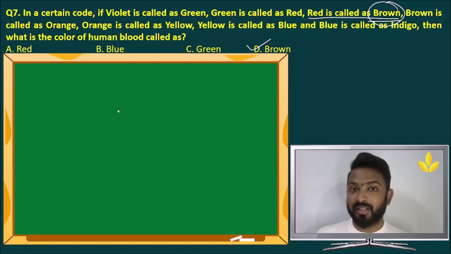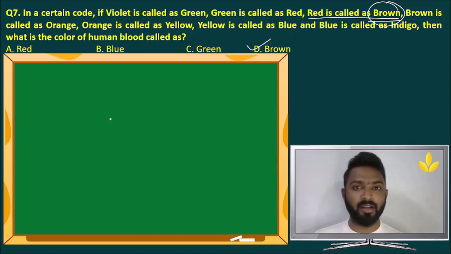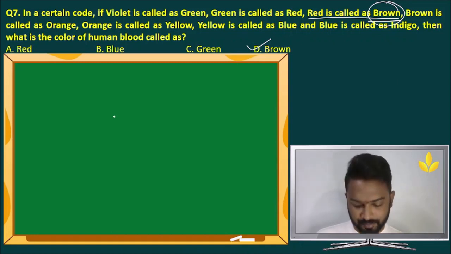That's it, nothing else to do. The color of human blood is red, red is called as brown, so it is called as brown. That does not mean that the color changed. The color is the same. It's just that the name of the color changed. That's it. Let's move on.